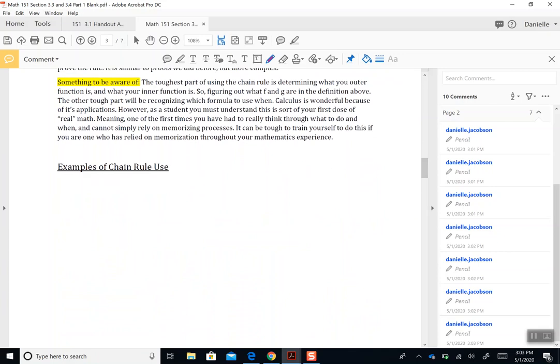Now I basically just want to do several examples. Something that you'll need to be very aware of when you do this is that it can be tough to figure out, at least at first, what your inside function or little function and what your big function or outside function are. So try not to get frustrated. You'll have to play around with it a little bit. It's totally normal. Be expecting it.